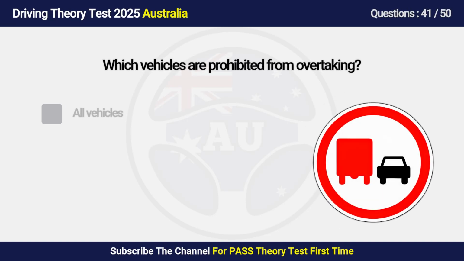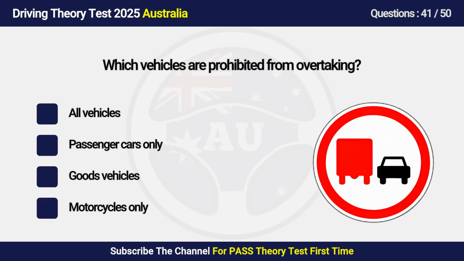Question 41. Which vehicles are prohibited from overtaking? A. All vehicles. B. Passenger cars only. C. Goods vehicles. D. Motorcycles only.